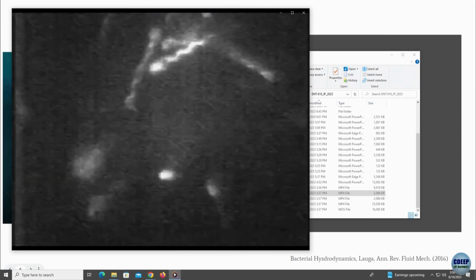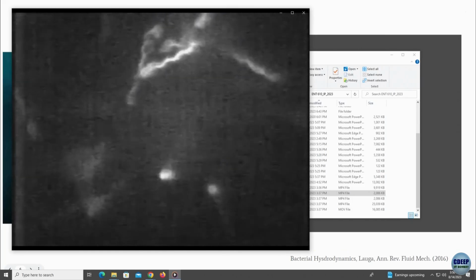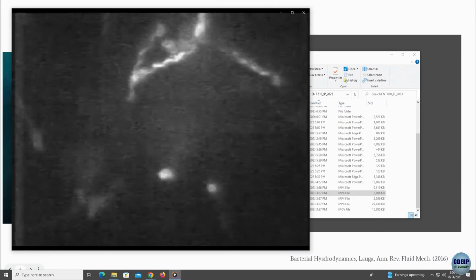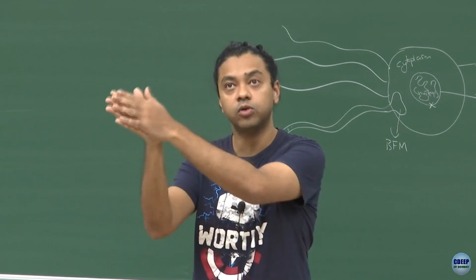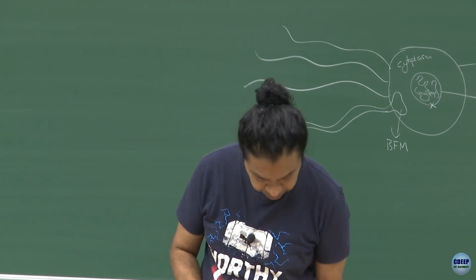So when it is bundled up and rotating, it moves in one direction roughly. Then after some time, the flagella will unbundle, and it will do what is called a tumbling, in which it chooses a new run direction, and then it will go towards the direction of that new run.